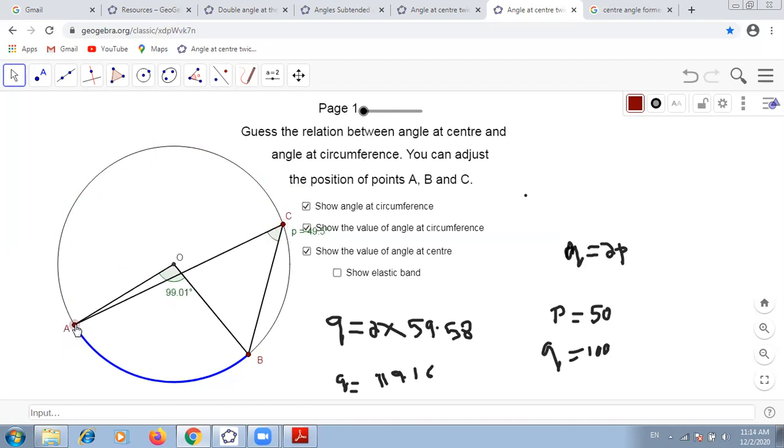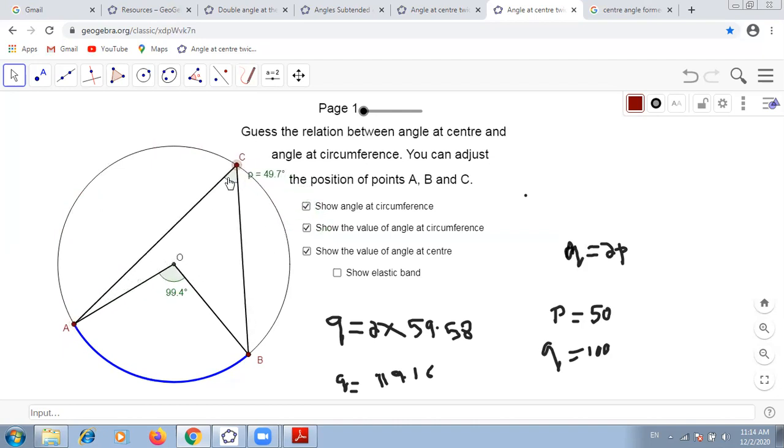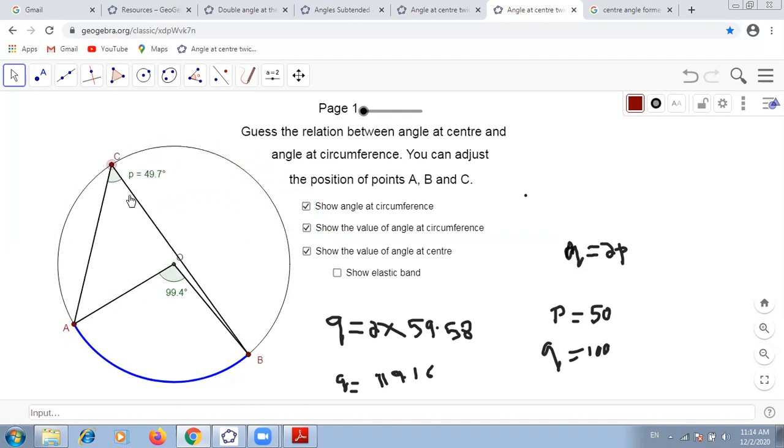If the center angle is 99.4, then this should be equal to 49.7, half of it. So our theorem is: the center angle formed by the minor arc is double that of the circumference angle on the major arc. So I hope you will remember this, and this is our first theorem. Now you have to do the assignment related to this theorem.